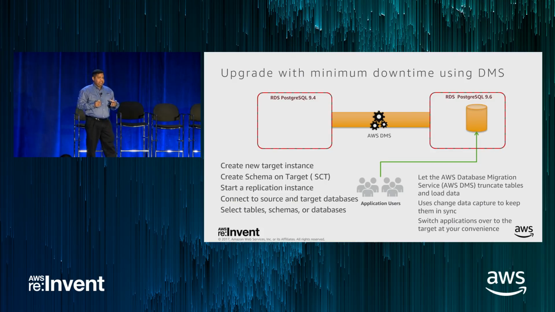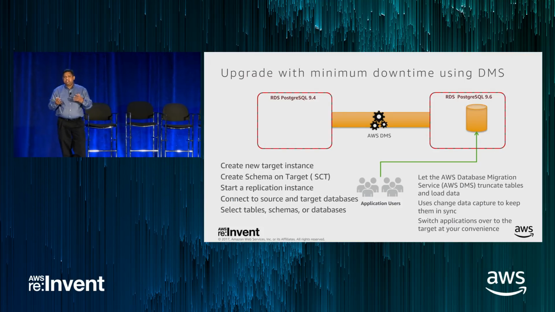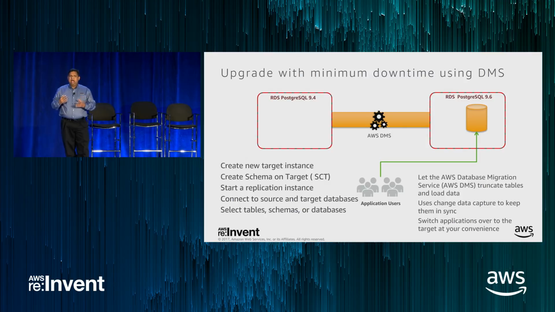The only drawback is that in order to use DMS, you have to use version 9.4.9 or later, because that's where logical replication is supported in RDS Postgres. And the other thing is that all the tables that need to be migrated to the newer one need to have a primary key. So if your tables do not have a primary key, make sure you either create a non-nullable unique key or a primary key, so that it can be moved through DMS.